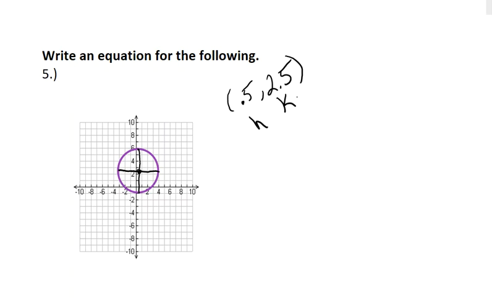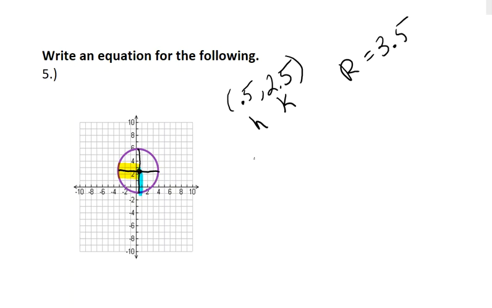From there, I can count what my radius is, going from the center to one of the sides. So what we have here is 1, 2, 3.5 units, it looks like. And we can just make sure going the other way as well. 1, 2, 3.5 units that way. So our radius then is 3.5.